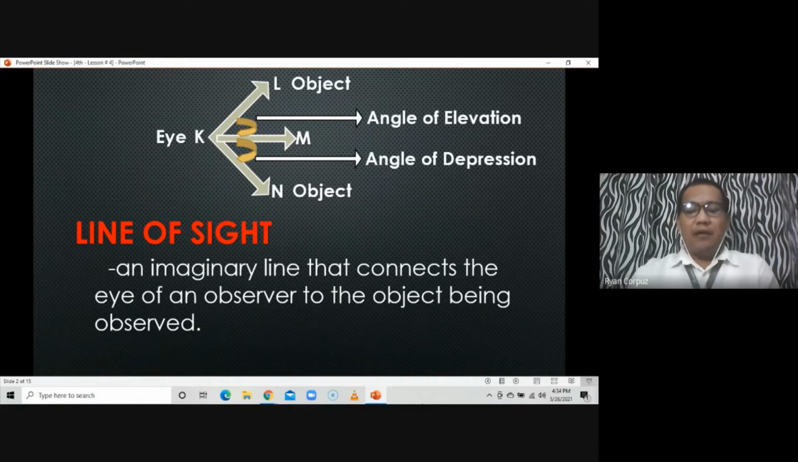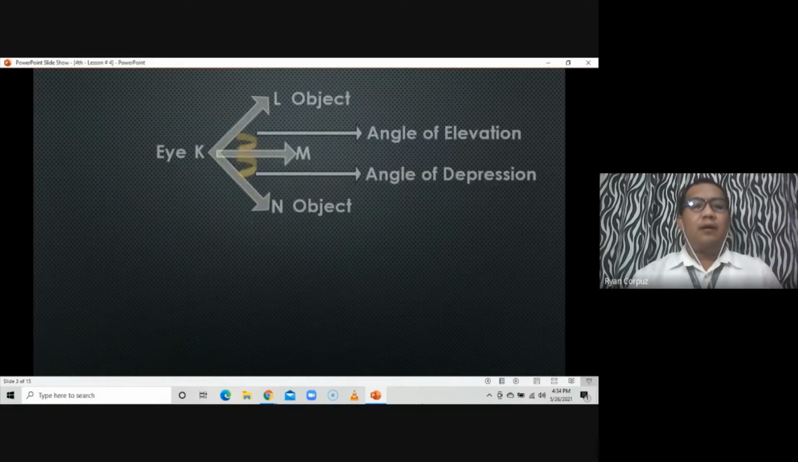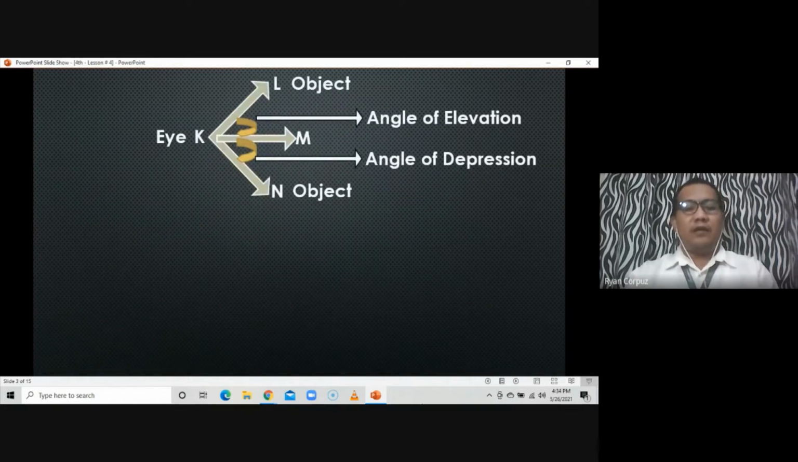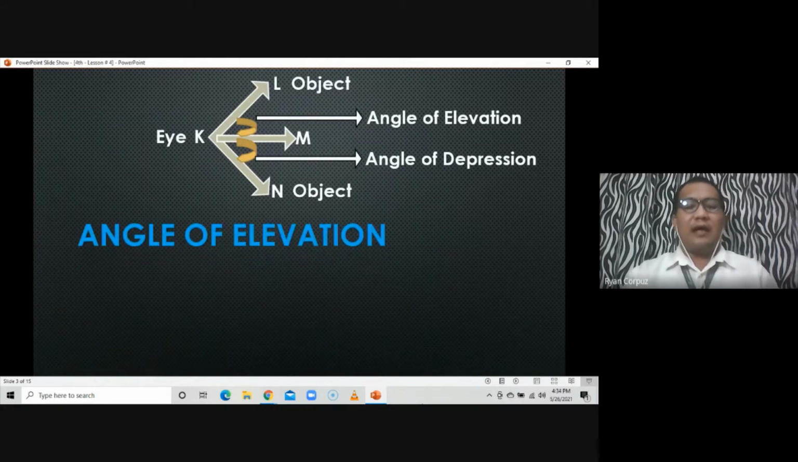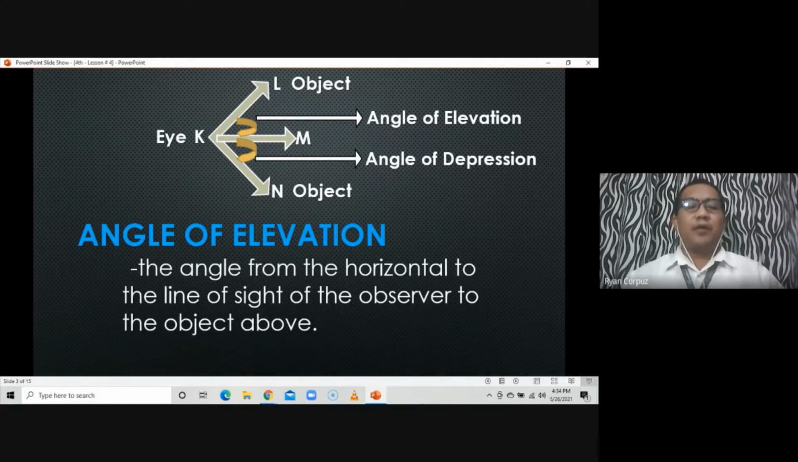So aside from line of sight, again, with that given figure, ma-identify natin yung tinatawag nating angle of elevation. We have already mentioned kanina kung ano yung angle of elevation. So ano nga ba yun? How do we define angle of elevation? The angle of elevation is the angle from the horizontal, we made mention kanina the word horizontal, to the line of sight of the observer to the object above.